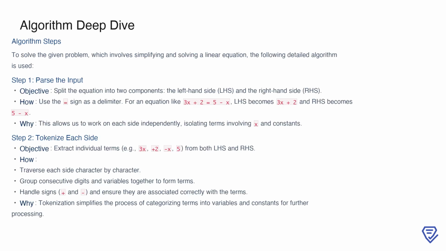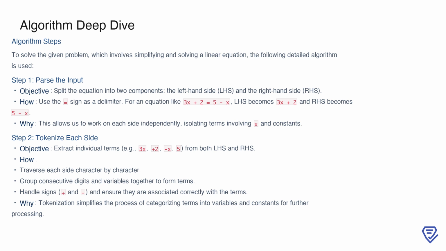To solve a linear equation, the first step is to parse the input. This involves splitting the equation into two components, the left-hand side, or LHS, and the right-hand side, or RHS. The equal sign acts as the delimiter here. For example, in the equation 3x plus 2 is equal to 5x, the LHS becomes 3x plus 2, and the RHS becomes 5x. This separation is important because it allows us to work on each side independently.